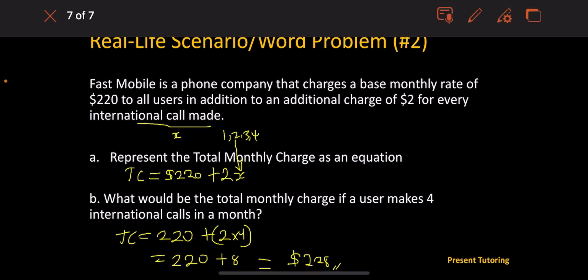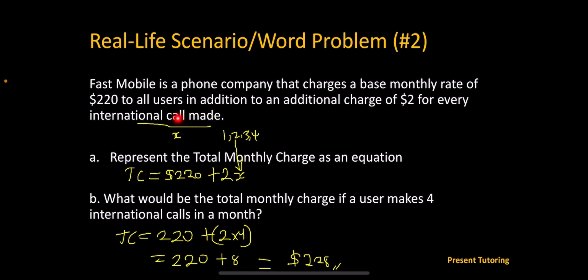And then another real world scenario that we can often deal with is billing. A lot of phone companies could apply to this case. So if I have an imaginary company called Fast Mobile, a phone company that charges a base monthly rate of $220 to all of its users, in addition to an additional charge of $2 for every international call made, then if they want us to represent the total monthly charge with an equation, we can basically say that the total monthly charge is, of course, your base rate of $220 plus $2 for every international call made.